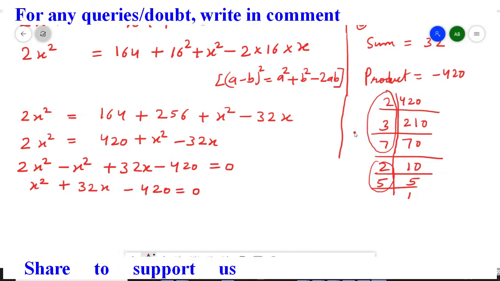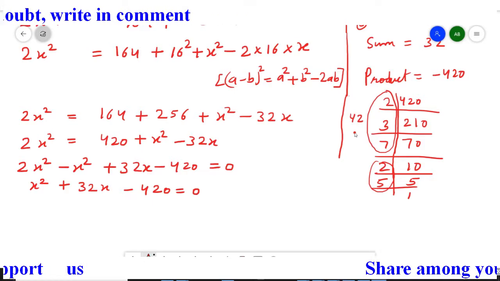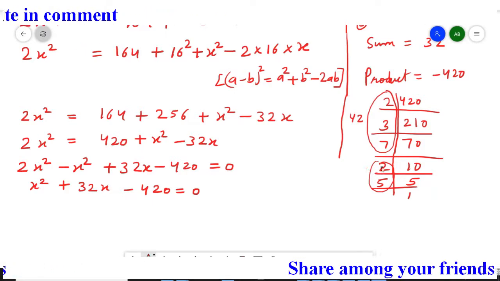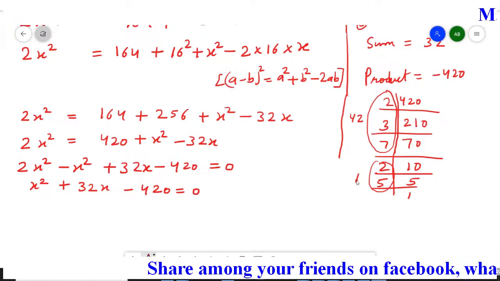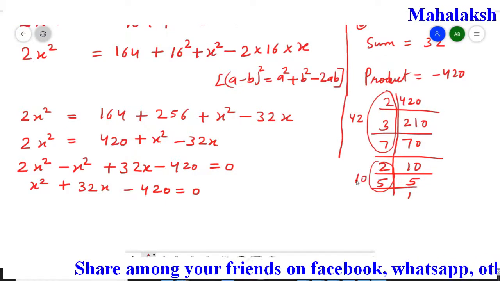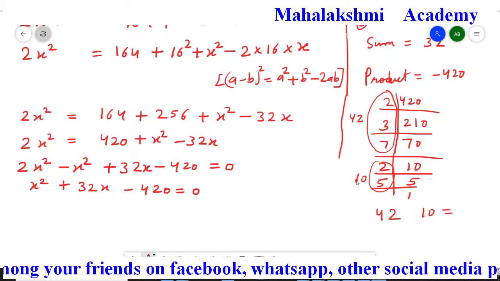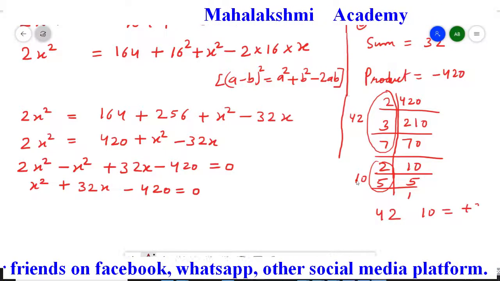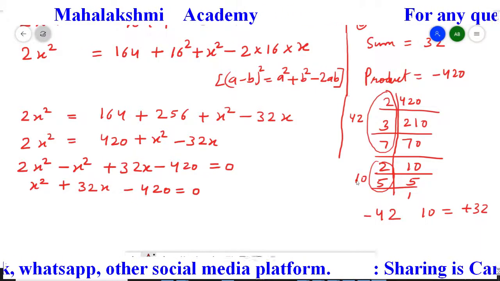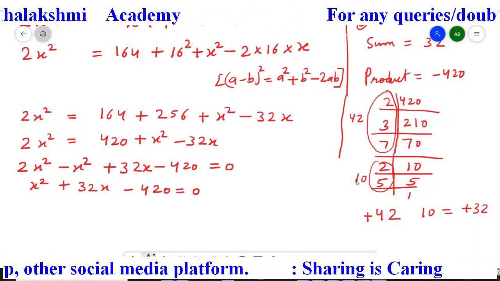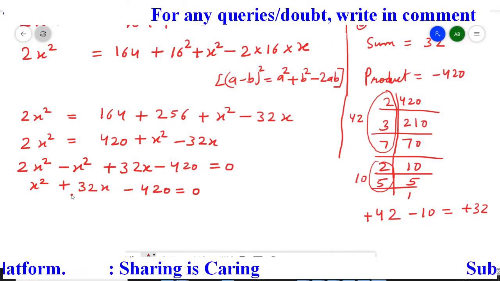So here the first group gives us 42, and from the second group, 2 5s are 10, so we get 10. Now we have two numbers, that is 42 and 10. From these we have to get plus 32, so we have to assign the signs. So I am going to put plus here and minus here. So just see students how we get plus 32 here.